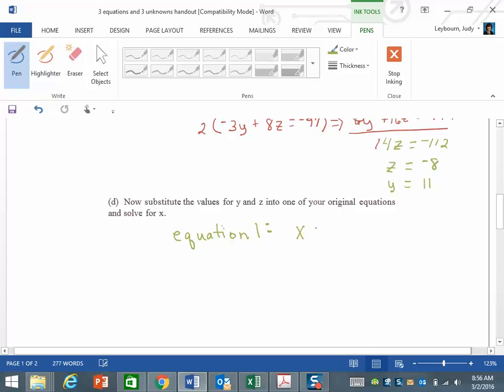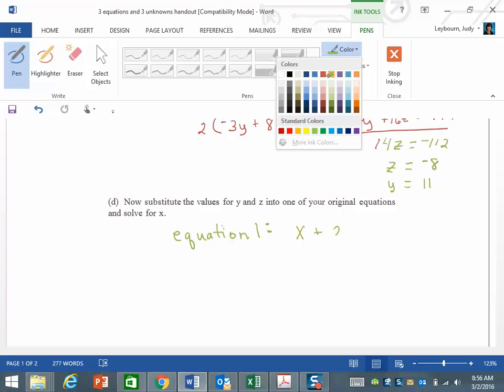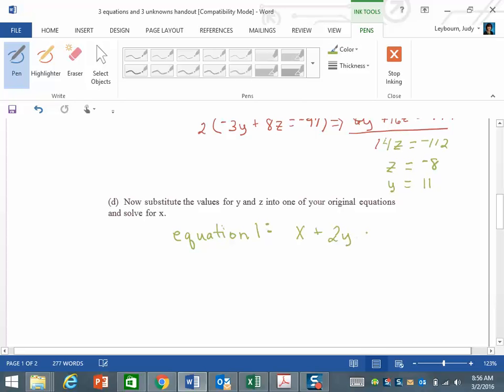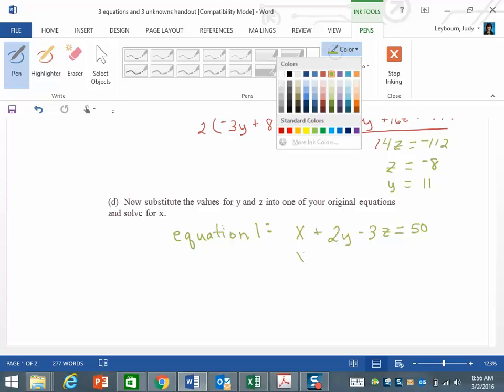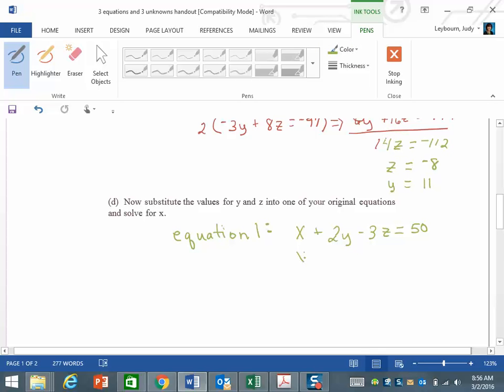and that was x plus 2y minus 3z is equal to 50 when I substitute for y, the 11, and z, the negative 8, and if I simplify that equation, you should come down to the fact that x is equal to 4.